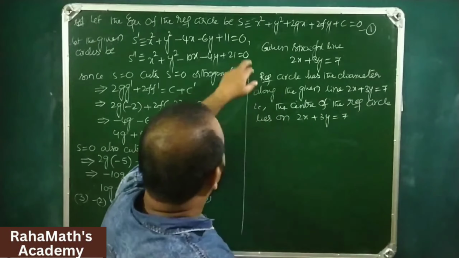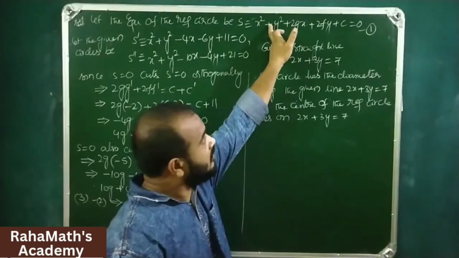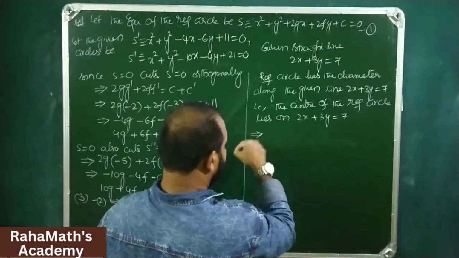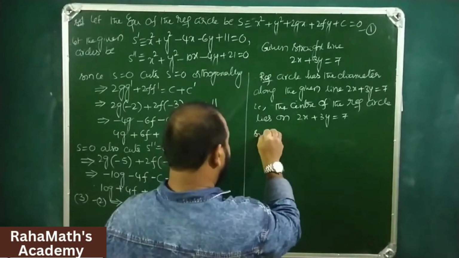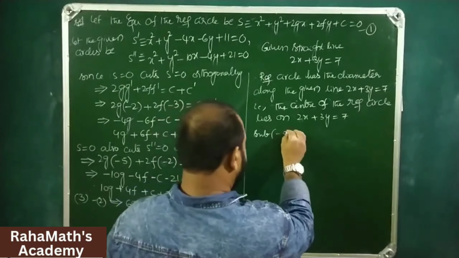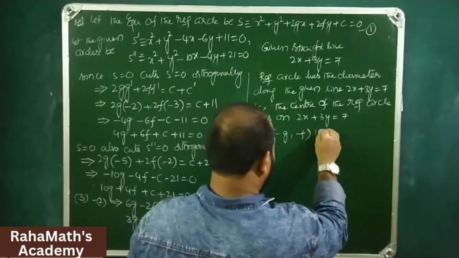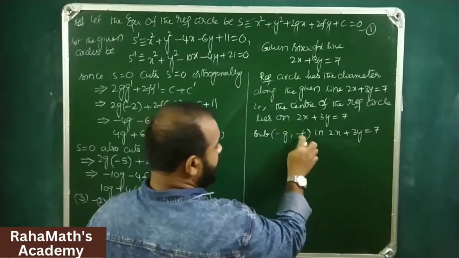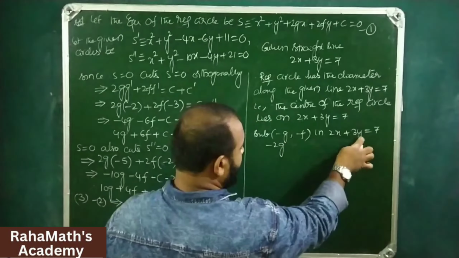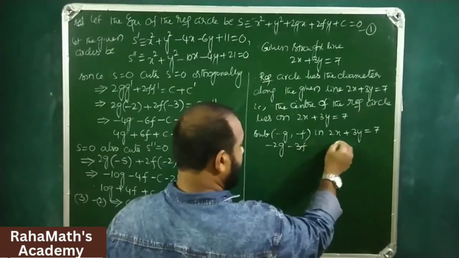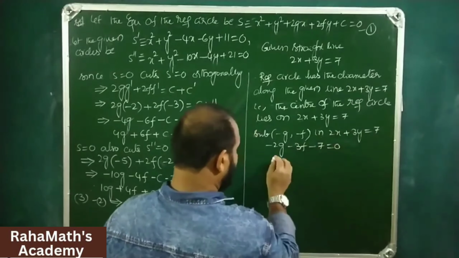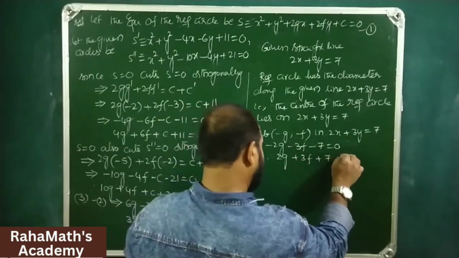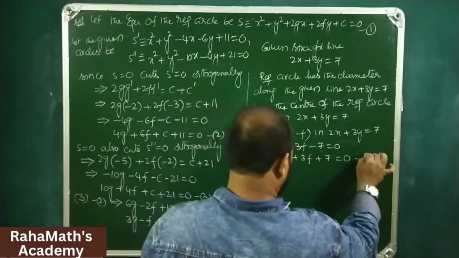So if this is the general equation of the circle, what is the center of it? Minus g, minus f. So substituting minus g, minus f in 2x plus 3y equals to 7: 2 into minus g, minus 2g, 3 into minus f, so minus 3f, minus 7 equals to 0. This is 2g plus 3f plus 7 equals to 0. Let us take this to be the fifth equation.